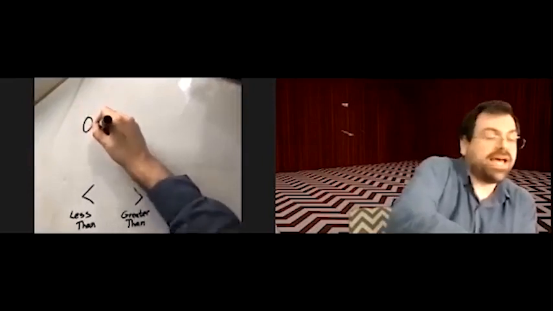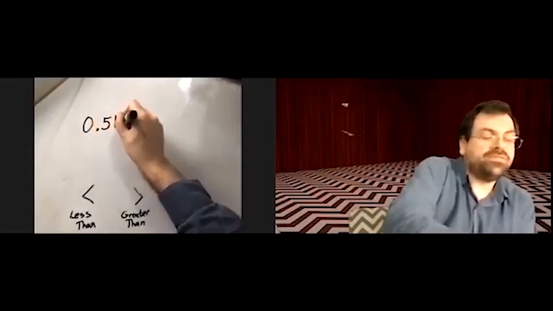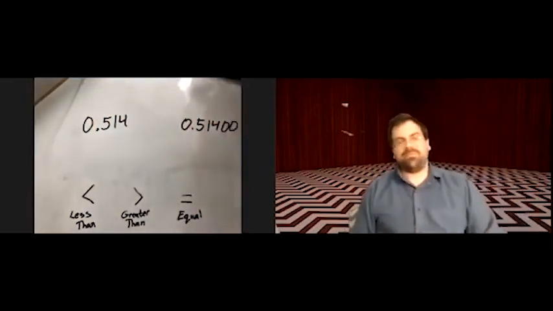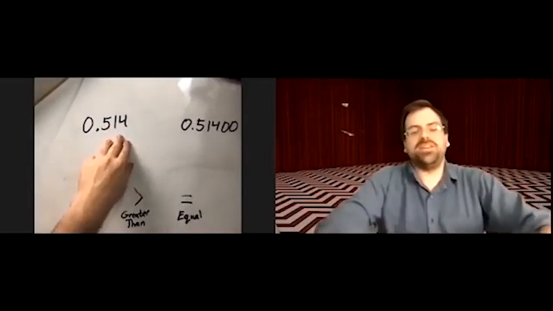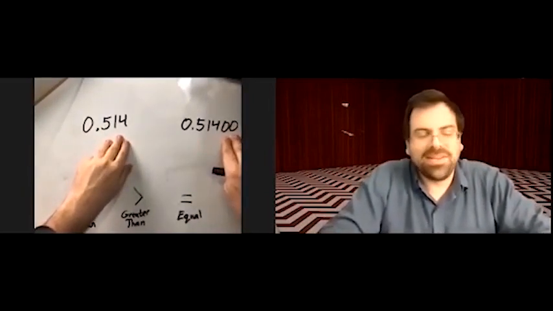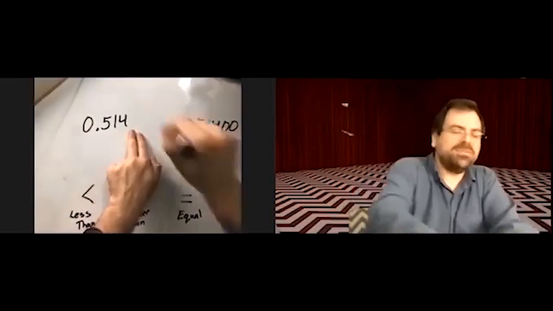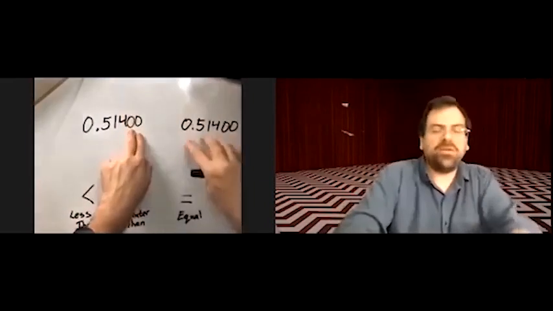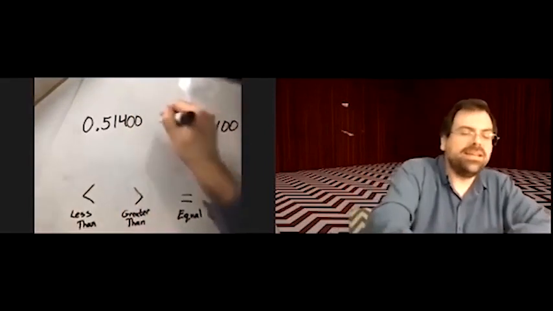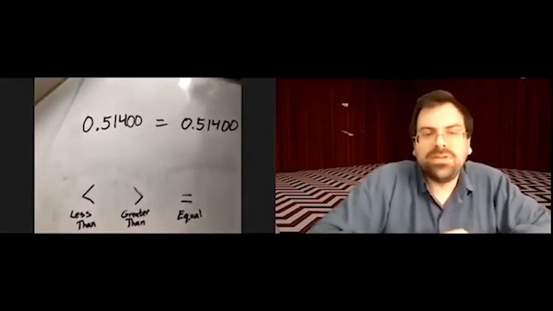Now that I've said all that, 0.514 compared with 0.51400. Don't be fooled. We've got 3 digits here. We've got 5 digits here, but the last 2 are 0. Let's match that with a couple zeros over here. And what do we clearly see? We clearly see that these are equal.